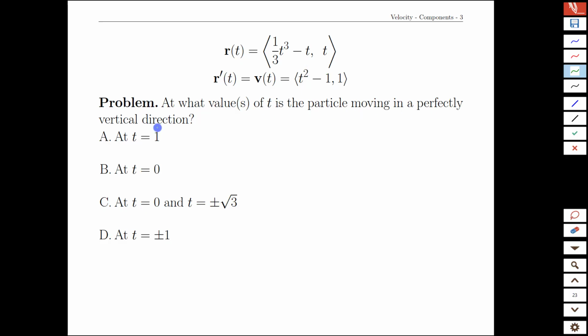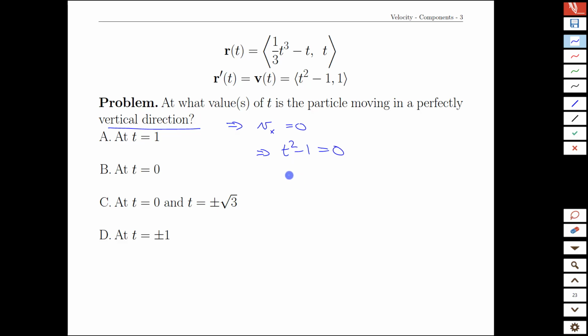Now going back to our original function here, can we identify a point where the particle is moving in a perfectly vertical direction? Well, what we just said was vertical direction implies that the velocity in x is equal to 0, and that means that t squared minus 1 equals 0. Just looking at that, hopefully you can identify some candidates on the left-hand side here. If you like, take a moment to pause, then we'll finish it up.